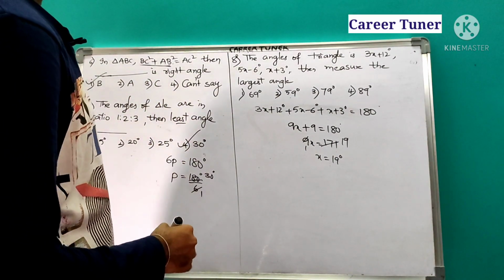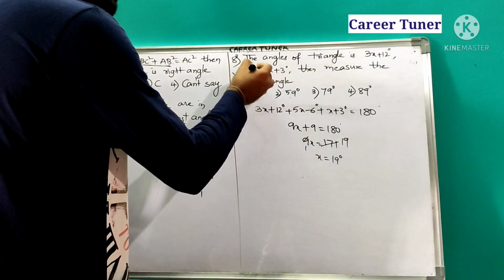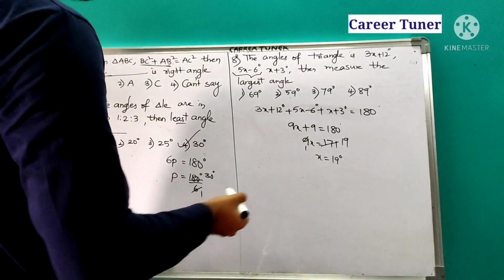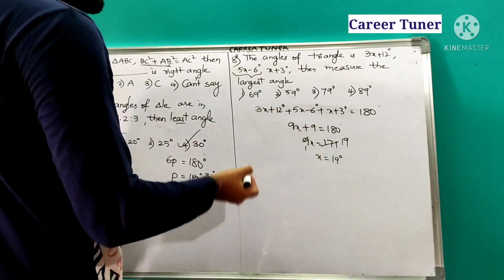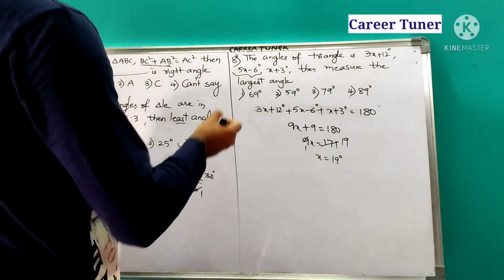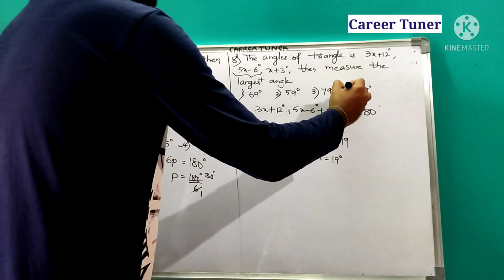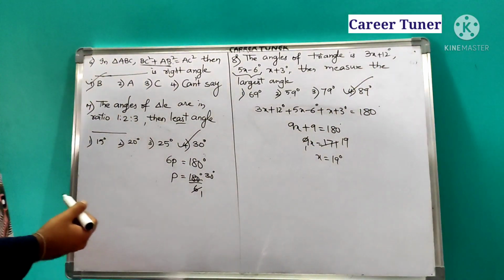Which will be the largest angle? 5x minus 6 will be the largest angle. So largest angle: 5 into x value, which is 19. 19 fives are 95. So 95 minus 6 is nothing but 89 degrees. So the fourth option will be your answer.